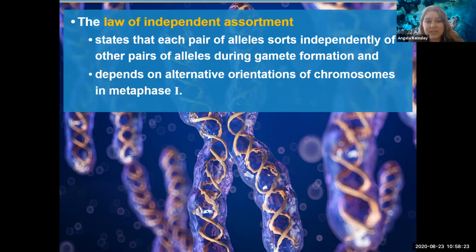So the different alleles are going to sort independently of other alleles, right? Just because this allele here doesn't affect the other ones. And then remember in metaphase, that's where our chromosomes are meeting in the middle, lining up in the middle. And alternative orientations exist, so they could line up this way, they could line up this way, right? Producing variability.